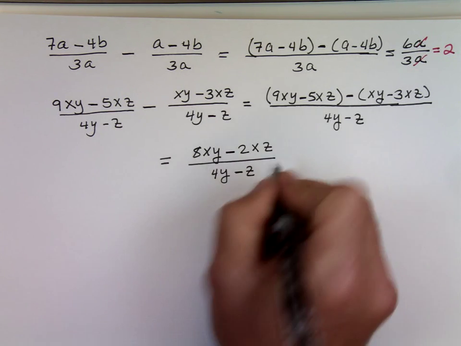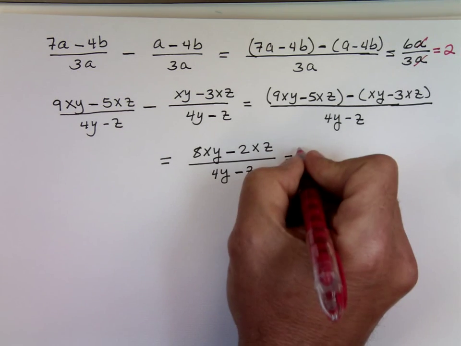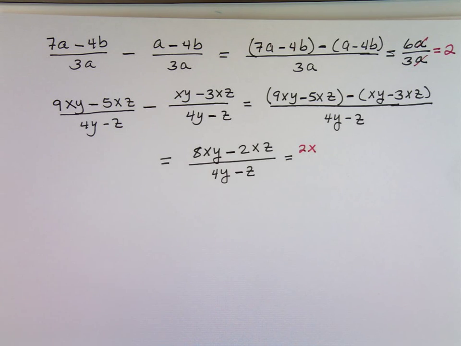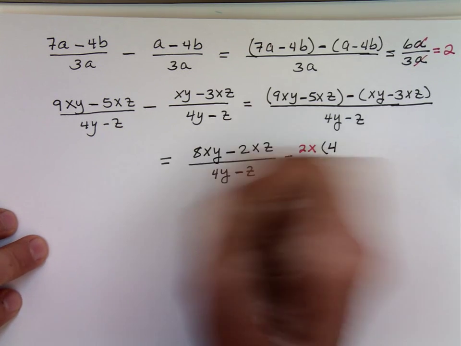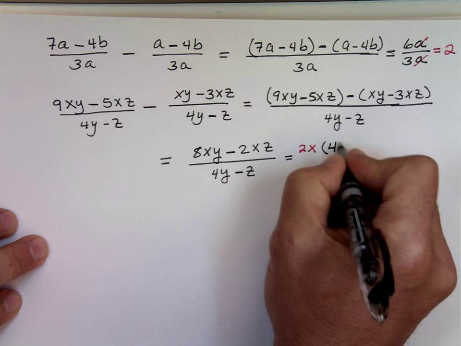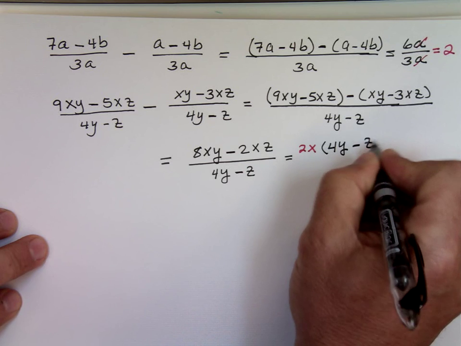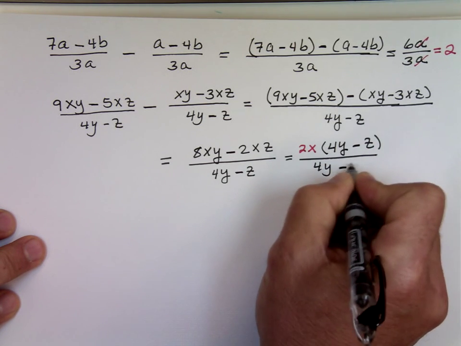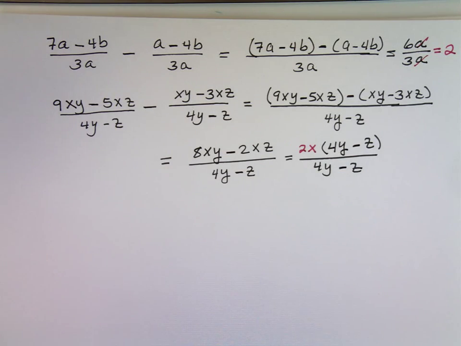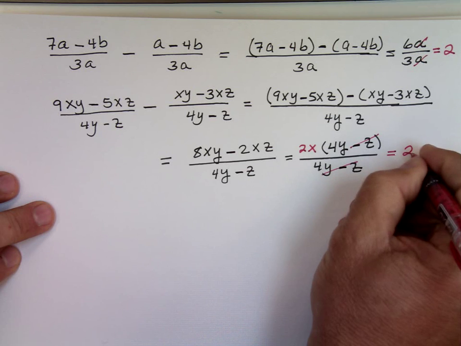Now we can factor 2x out. If you factor 2x out, what's left? There's a 4 left here. 8 divided by 2 is 4. X is gone. There's a y. 2 is gone. X is gone. There's a z here. And what do you know? These two will cancel each other out, and my final answer is 2x.